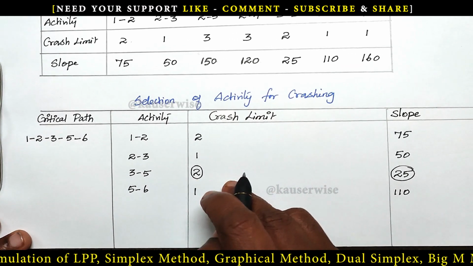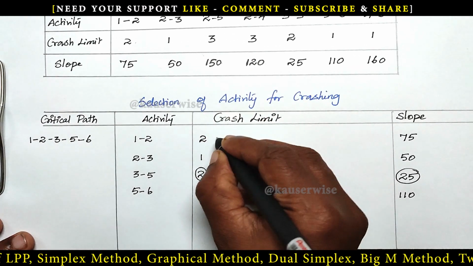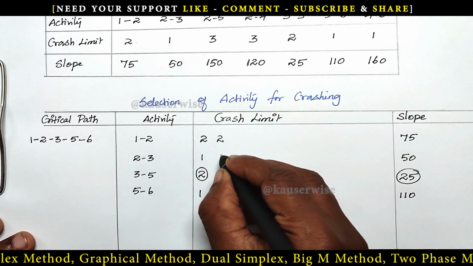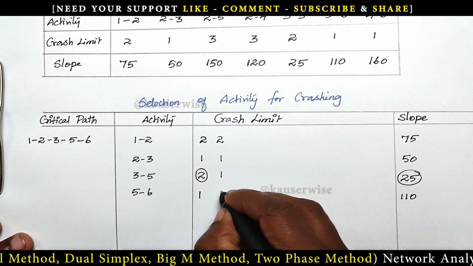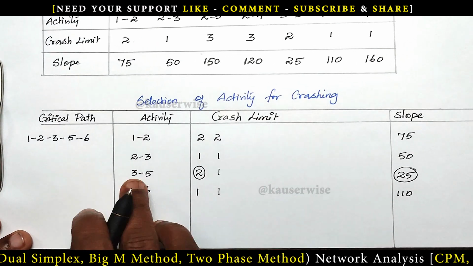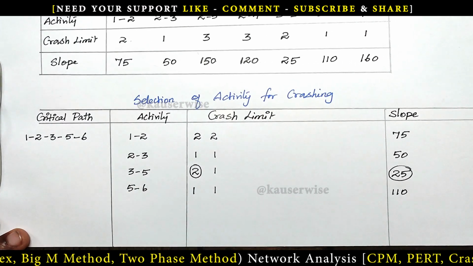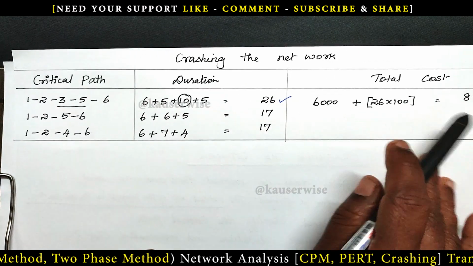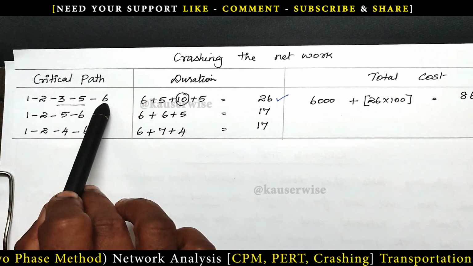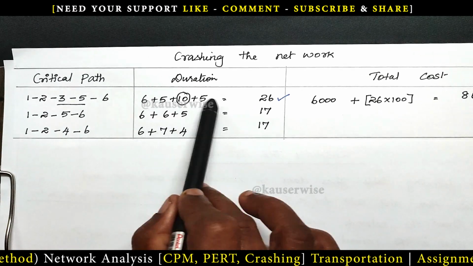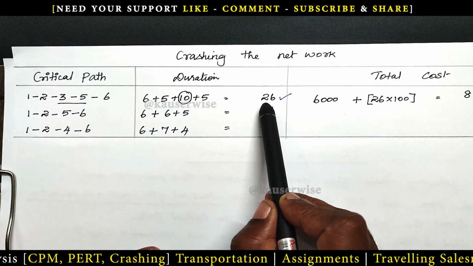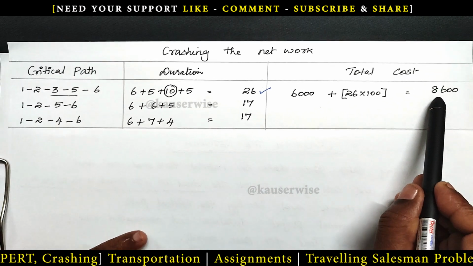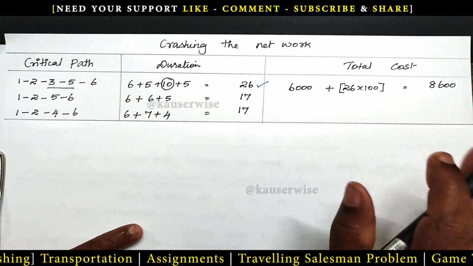What will be the result? There will be no change in this. Here also no change, and this will become 1 and this is the same. So I am going to crash this particular activity by 1. See the crashing the network table. This is the critical path and this is the normal duration. What is the normal completion time? 26 days, and this is the total cost at the normal completion period.